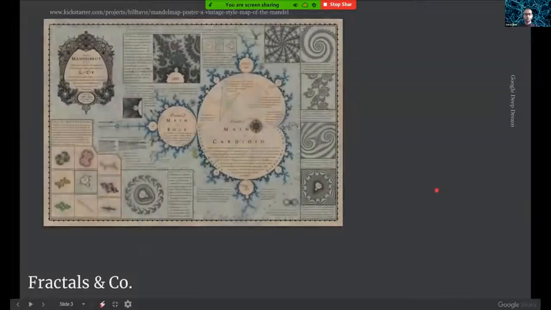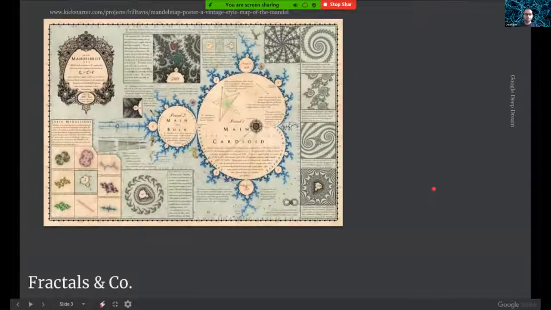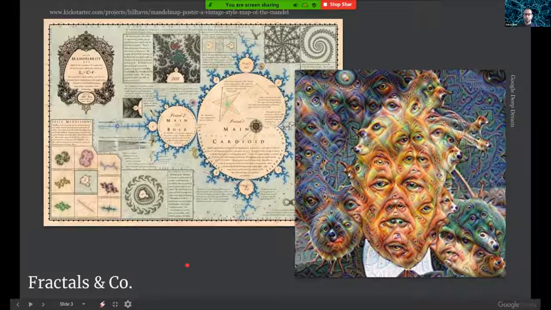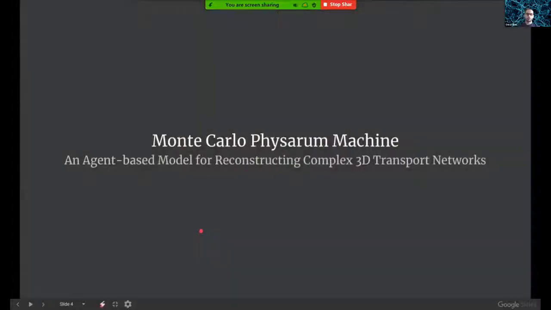By now, fractals have been mapped, they have been understood through and through, and they have also contributed to some of our worst dreams. But what about the practical use of these structures and the mathematics? I'm hoping that this work also contributes to that, to making fractals practical. So here is the full title of the work, Monte Carlo Physarum Machine, which is an agent-based model to reconstruct complex 3D transport networks.